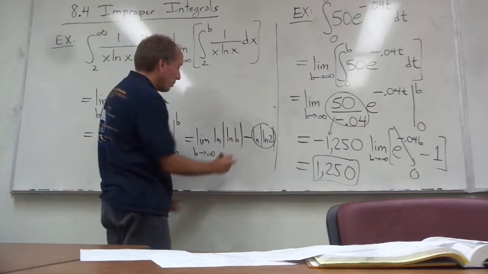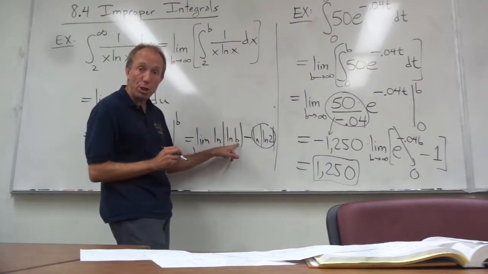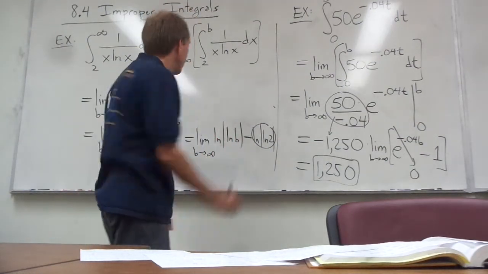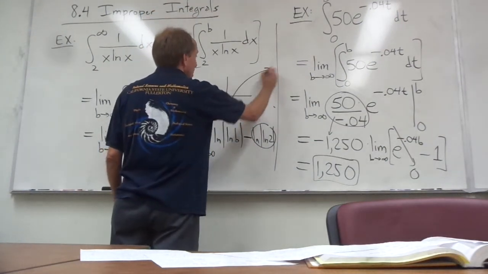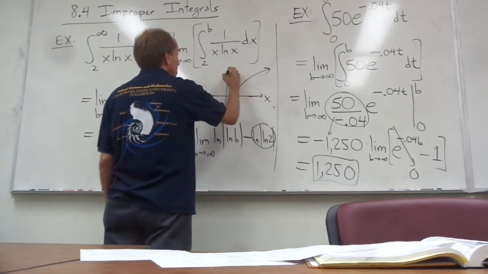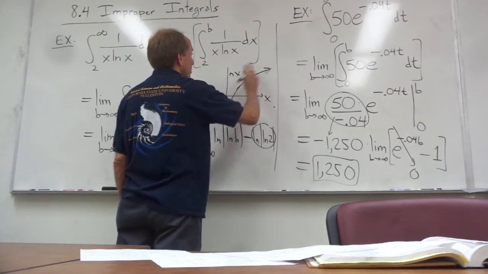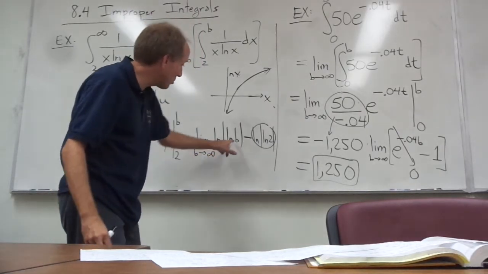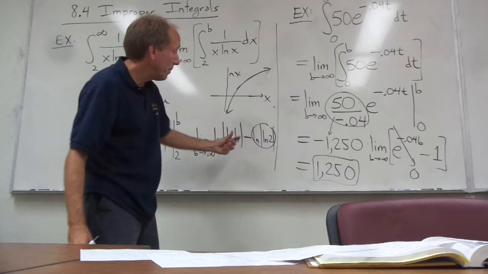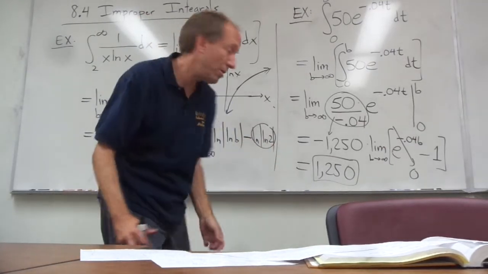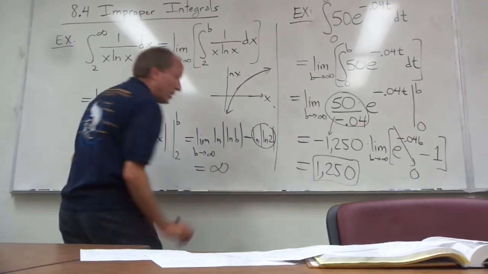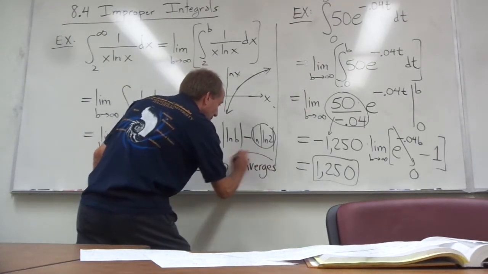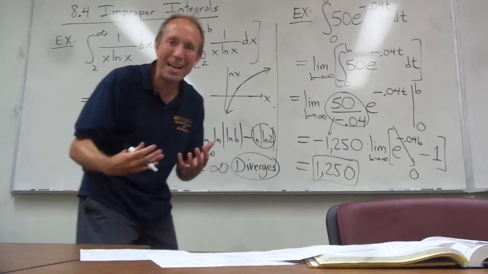But this one, as you put b to be a huge, huge number, the natural log of a huge number, if you think about the graph of the natural log function, it blows up, right? As x gets big and you look at the ln of x, you go out this way, it blows up to infinity. As b goes to infinity, you get infinity here. And subtracting some small number from infinity is still infinity. We say that this integral diverges. It doesn't have a finite value.